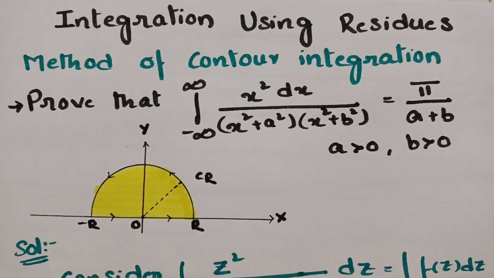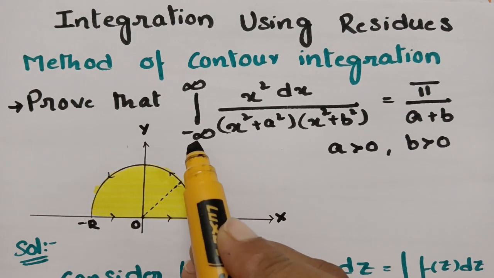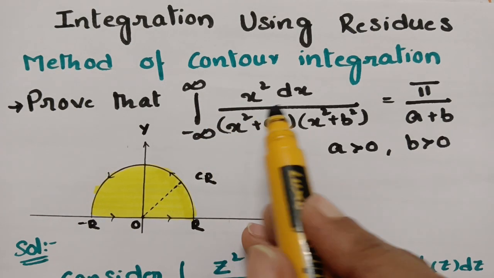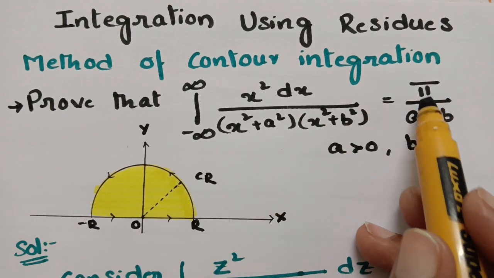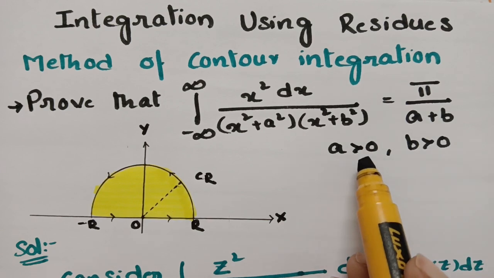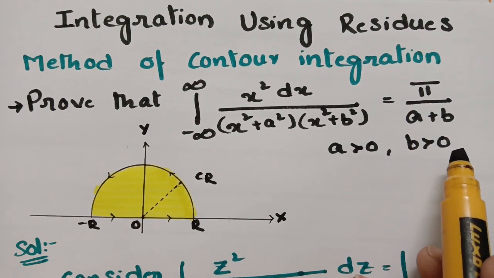Today's video is on integration using residues. In today's video, we are going to use the method of contour integration for solving the integral from minus infinity to plus infinity of x square dx by (x square plus a square) into (x square plus b square) is equal to pi by (a plus b), where a is a positive value and b is also a positive value.